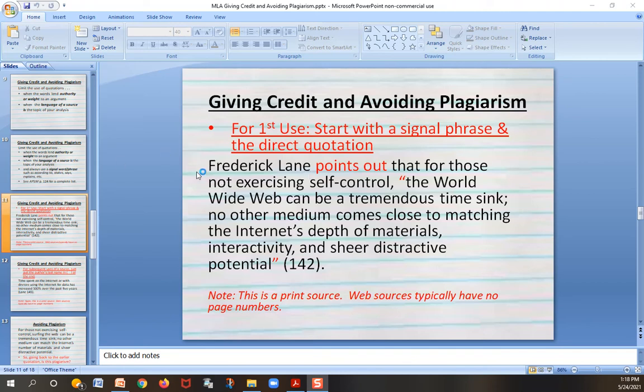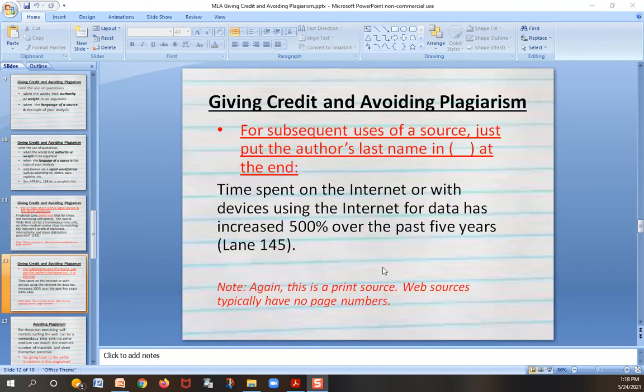Now, let's say I come back to another piece I want to use from him. Here's a statistic that, in terms of time spent on the internet, I have a feeling this might even be higher now since it's been older. This is an older article. So I've given this statistic. I want to get credit for it. I don't have to say, according to Frederick Lane, or Frederick Lane points out anymore. I can just use parentheses around his last name. And again, if there's a page number. If there wasn't, we just close the parenthesis right here.